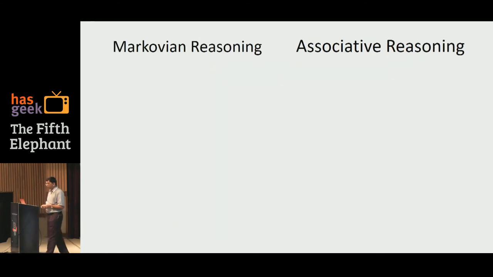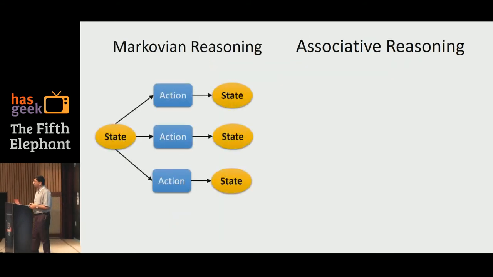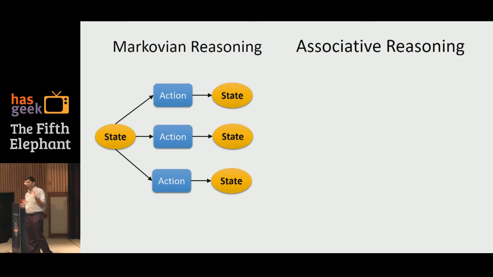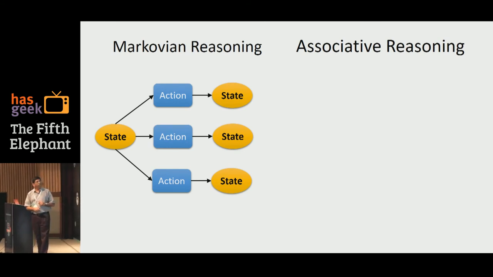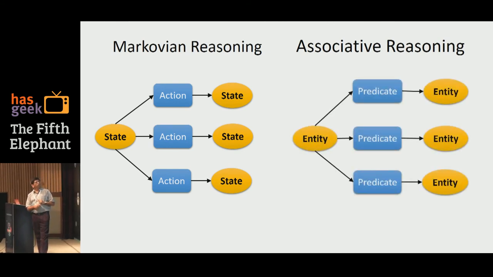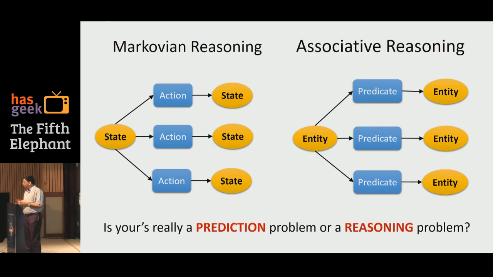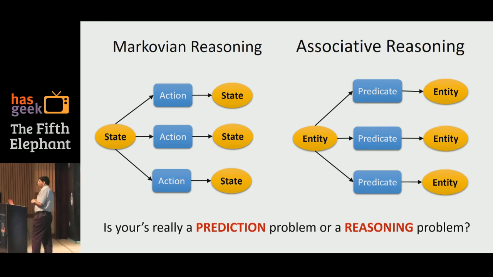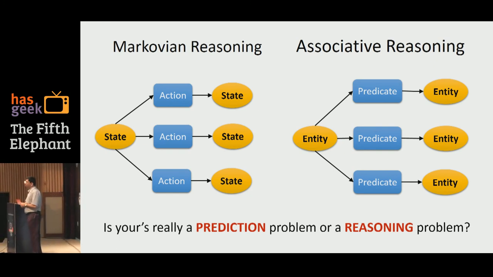Okay, so let me just summarize. We have talked about two kinds of reasoning. One is Markovian reasoning, and we think it is different, but it is not. Really, states and actions can be thought of as entities and predicates. And the real question we have to ask is: is it a prediction problem or a reasoning problem? Okay, I'll stop there and take any questions. Thank you.